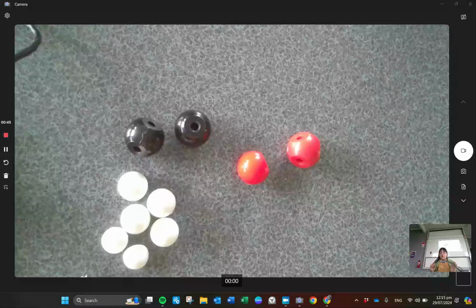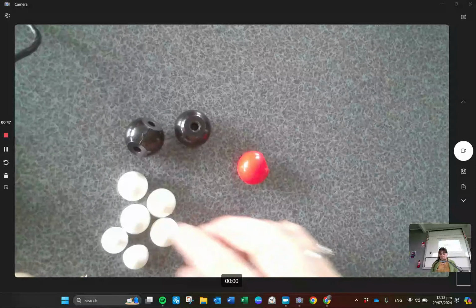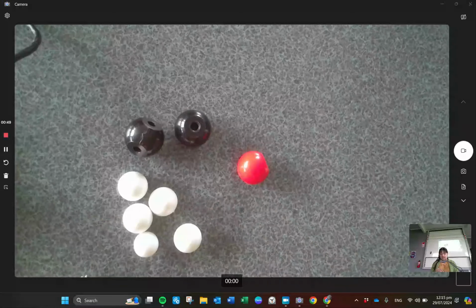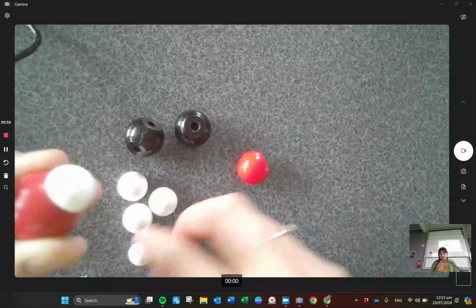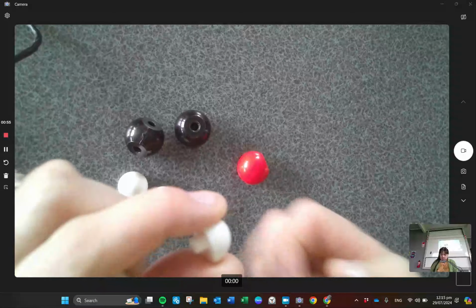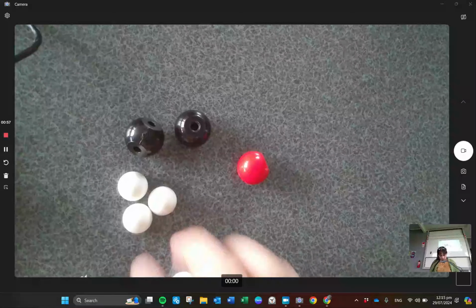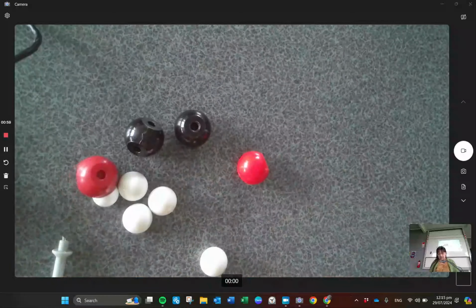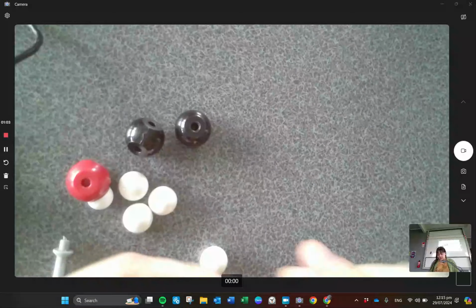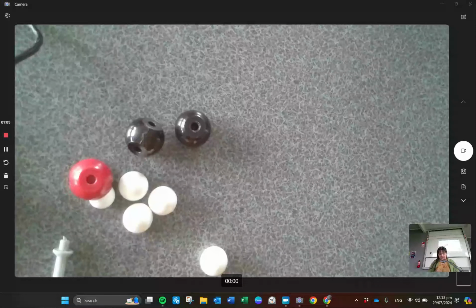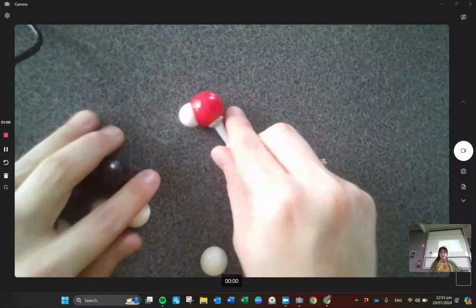Okay. First thing I want you guys to do is take your oxygen, and I want you guys to stick one of the mushrooms on there, the hydrogens that have the little blob. And then we're going to stick one of these guys on as well. So it looks like that.